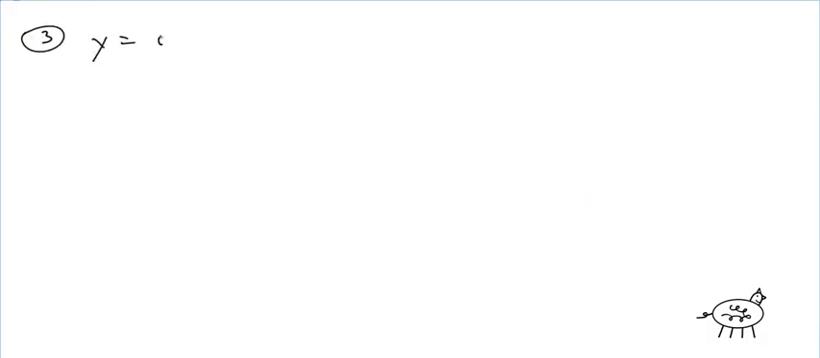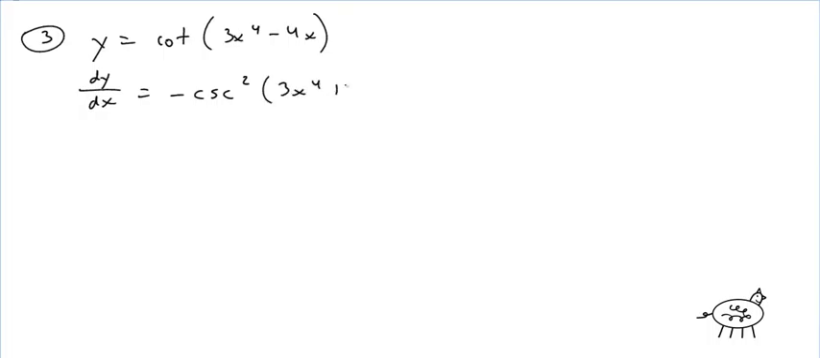Y is equal to cotangent of 3x to the fourth minus 4x. Okay, so dy dx is equal to the derivative of cotangent. Again, there's no exponent on the outside, so I don't have to worry about that, but it's negative cosecant squared of x, or u, if you want to look at it that way. So 3x to the fourth minus 4x.